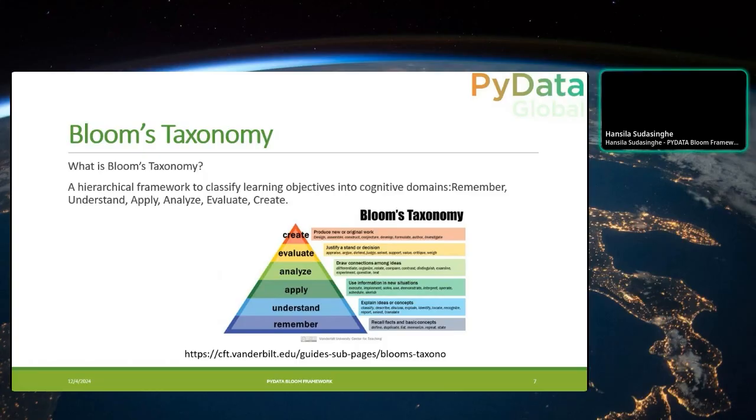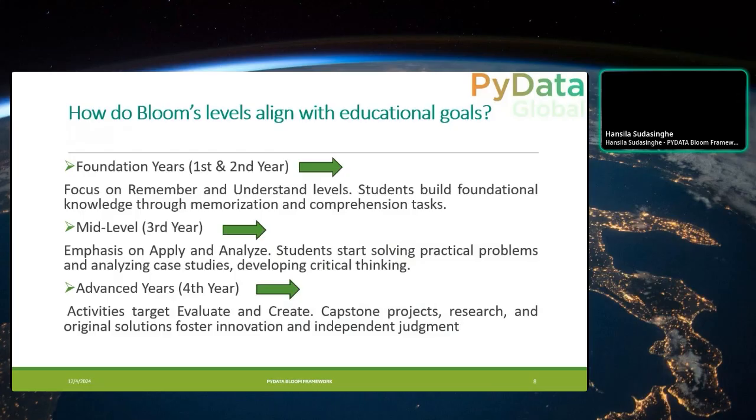So sometimes you may ask, how do Bloom's levels align with our educational goals? So I'm just explaining here. My main focus is designing a 4-year Honours degree. So we can actually align those Bloom's levels with our education years. For example, when you come into a new undergraduate, the foundation year, first and second years, always they are trying to remember. So we are covering the remember and understand levels of Bloom's. So here students build foundation knowledge, memorizing those things, basic understanding.